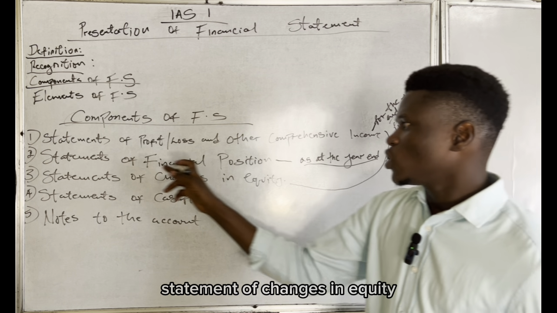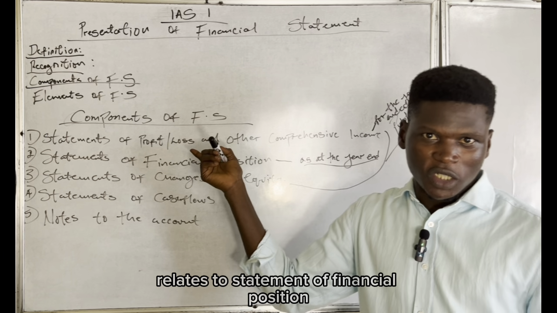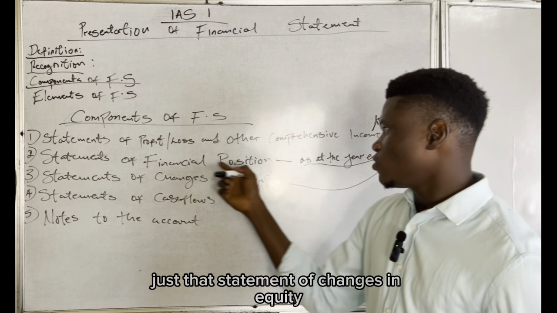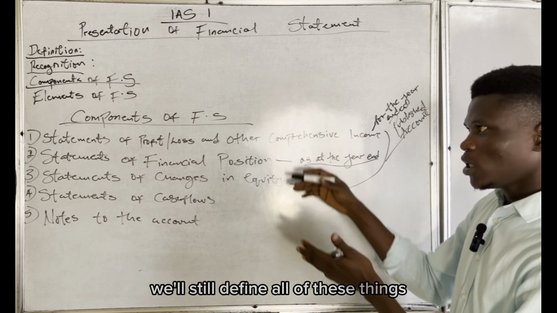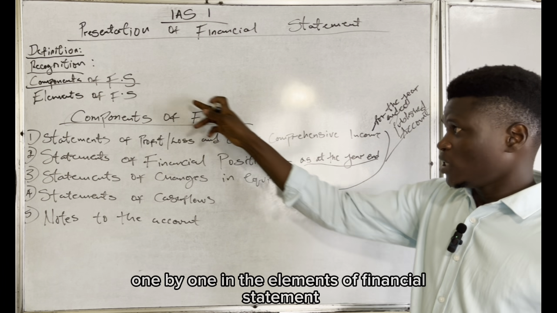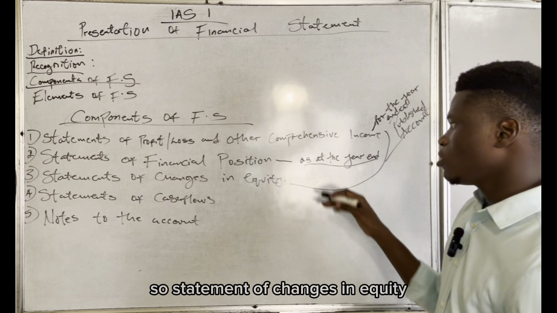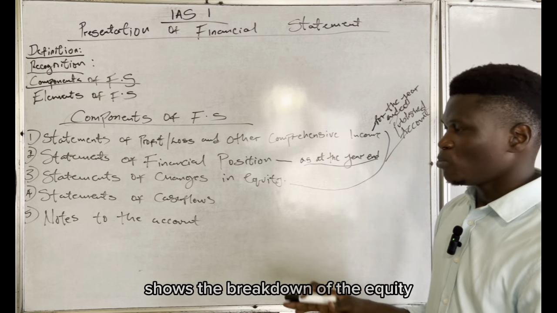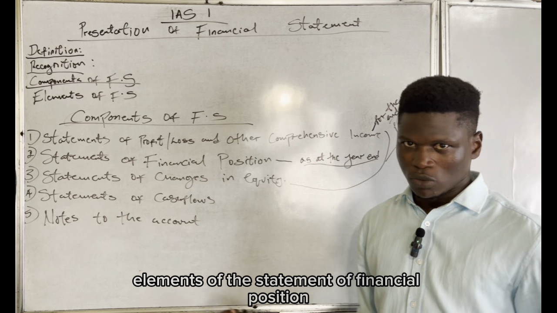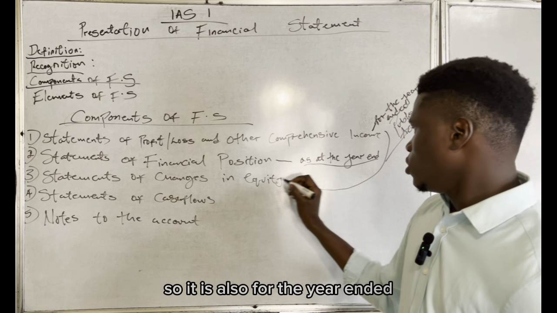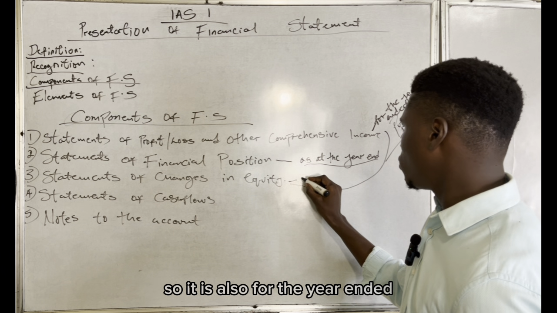Then statement of changes in equity relates to statement of financial position. Just that statement of changes in equity shows the breakdown of the equity elements. We'll still define all of these things one by one in the elements of financial statement. So statement of changes in equity shows the breakdown of the equity elements of the statement of financial position. So it is also for the year ended.